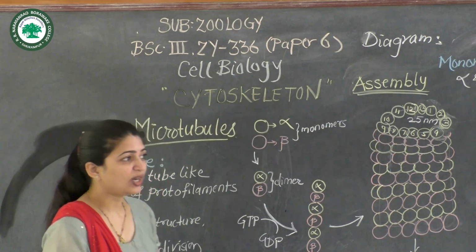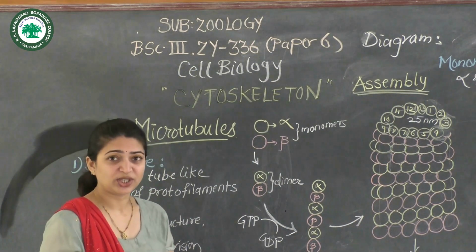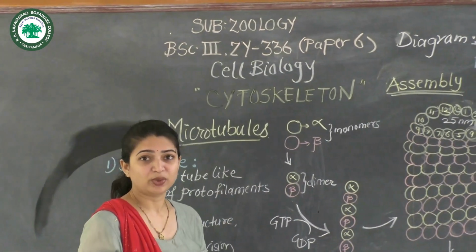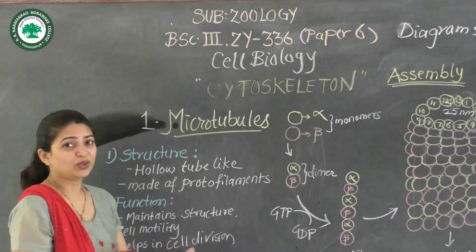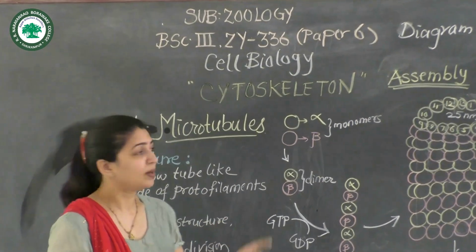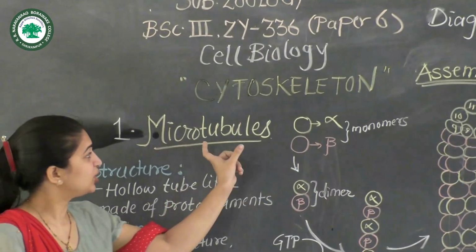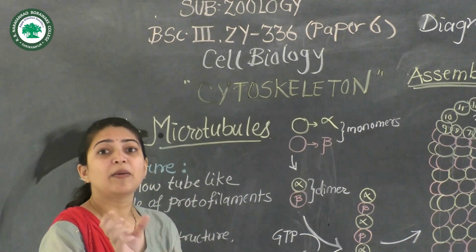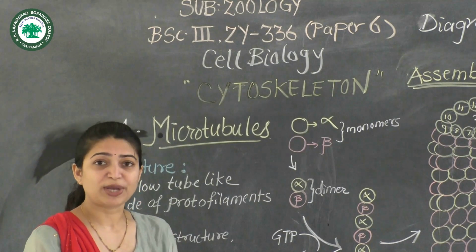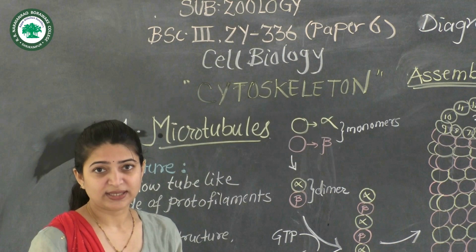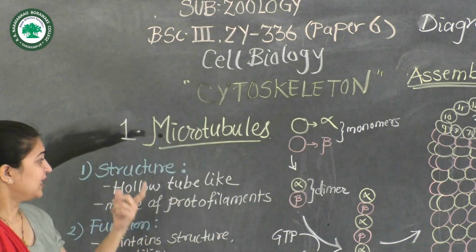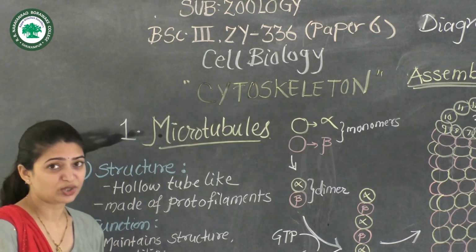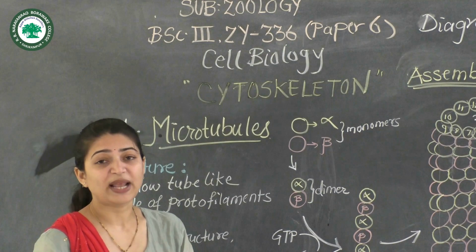So let's see what microtubules are, and let's see the structure, the biochemical composition, and the overall assembly of microtubules. Okay, so first I would like to separate the term: micro means small in size, tubules means a pipe-like or tube-like structure. So the word microtubule means a small tube-like structure present in the cytoskeleton. Okay, so let us see how the structure is. The structure is a hollow tube-like structure. So very importantly, a hollow tube-like structure.